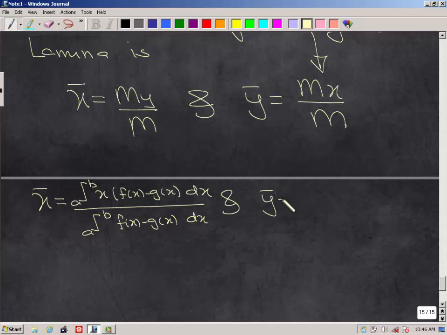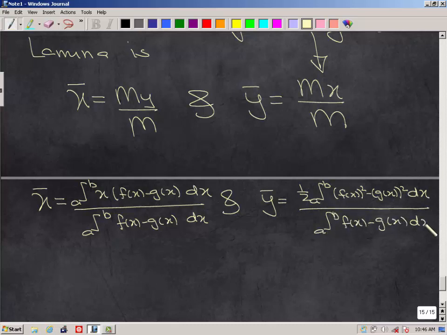Similarly, the same thing happens for this one, except there's a half in the front still, from a to b. We have f of x squared minus g of x squared dx for the top, and on the bottom it's the same mass, so we get f of x minus g of x dx. So that is the actual formulas.